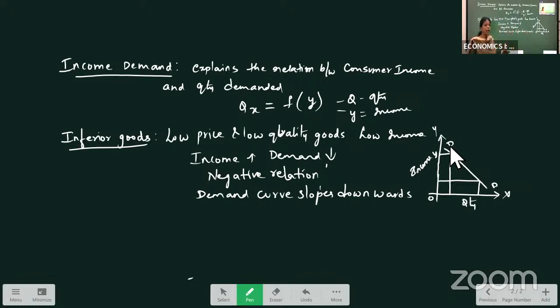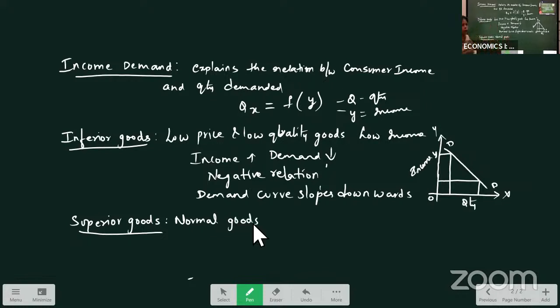This is about the inferior goods. Then, the next type of good we have, those are superior goods. What are superior goods? Superior goods are also called normal goods. So in case of normal goods, what happens? If consumers' income increases, demand for superior goods also increases.